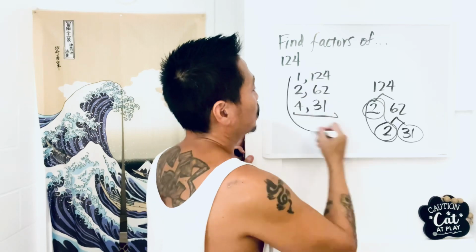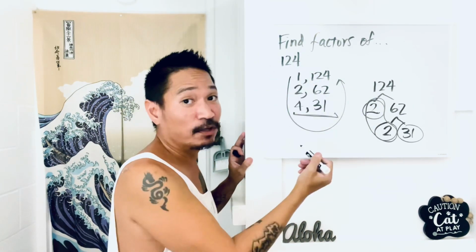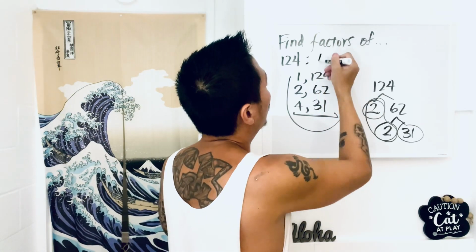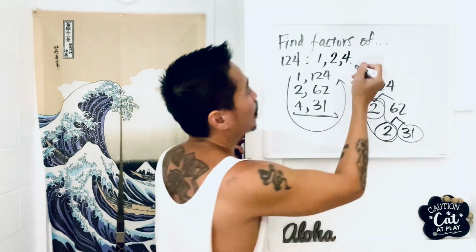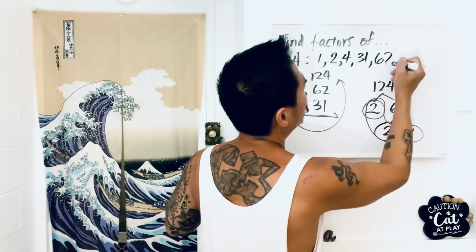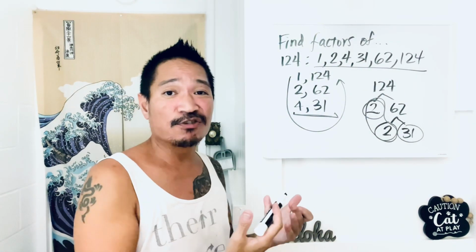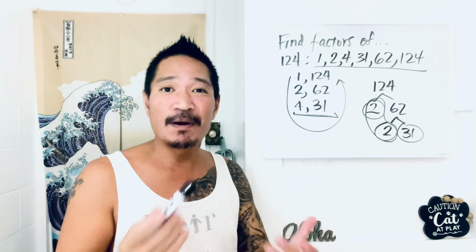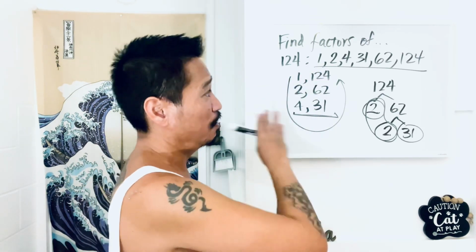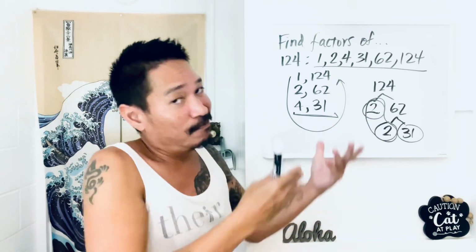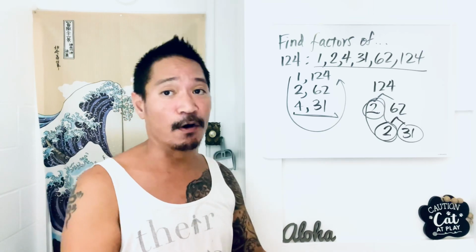Okay, so now we just use that racetrack method. Go around the racetrack, list all the factors in order. So here we go. We got 1, we've got a 2, we got a 4. On the bigger side, we got a 31, we got a 62, we got a 124. We are done. This is pretty interesting because in the class discussion, remember, we thought 124 is a much bigger number than 60, so we thought we were going to get a lot more factors. A lot of times, that's not the case. Bigger numbers aren't always necessarily going to give you more factors.